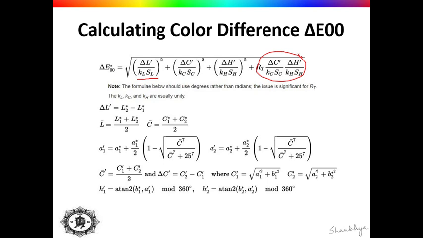In that scenario, when the mathematically derived color difference between two colors does not match the visually perceived difference between the two colors, then only the problem arises. In order to mitigate this problem, the formula for delta E calculation was revised time and again by CIE.